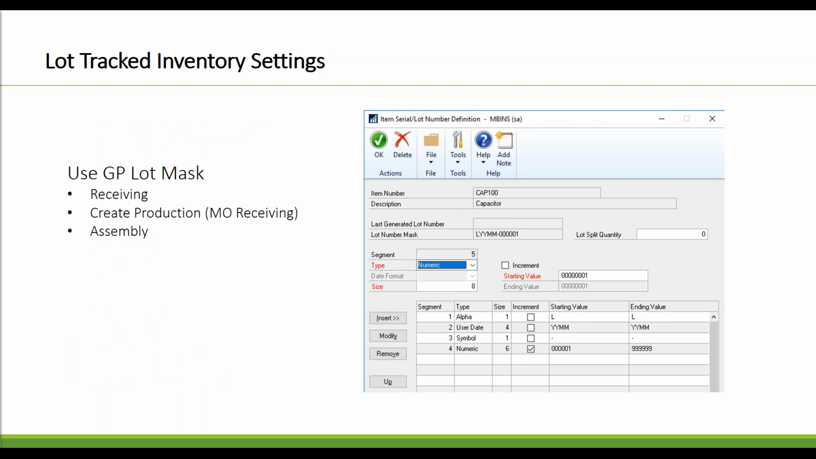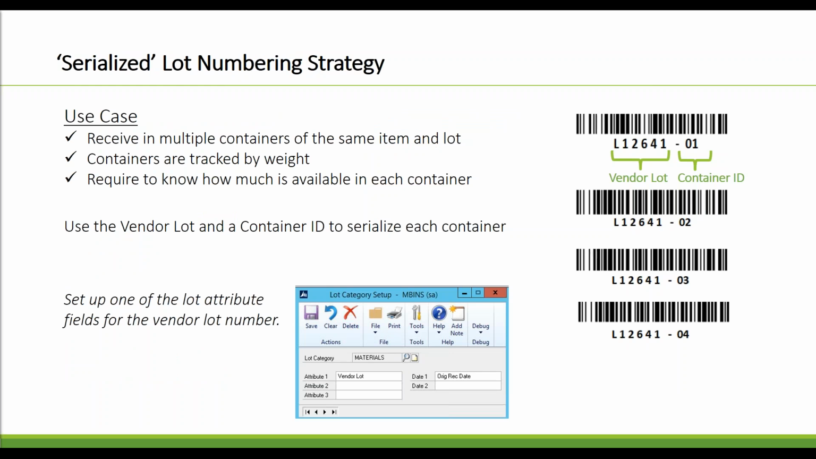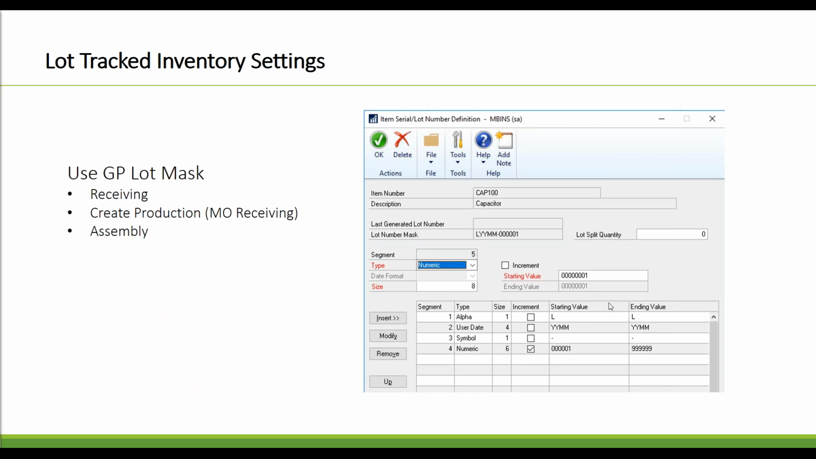Next, I'm going to show you where we also have the ability to use the lot mask within GP. By using the lot mask, you can set up within GP how you want a lot to automatically be assigned. You can incorporate alpha, numerics, dates, symbols, and lots of different things, and we can increment to the next number automatically for you at receiving, or when you use create production, or on the assembly transaction if you're creating those lot numbers yourself.